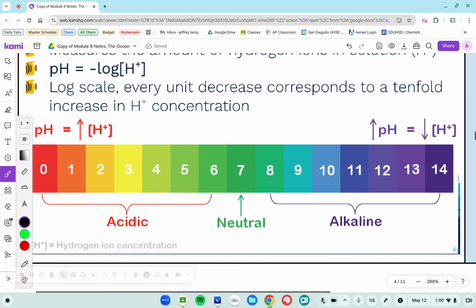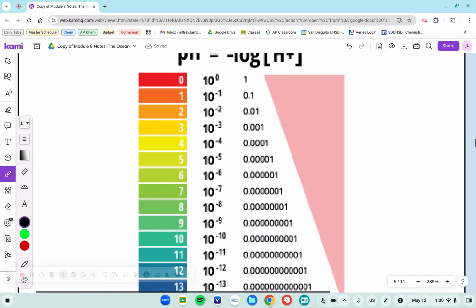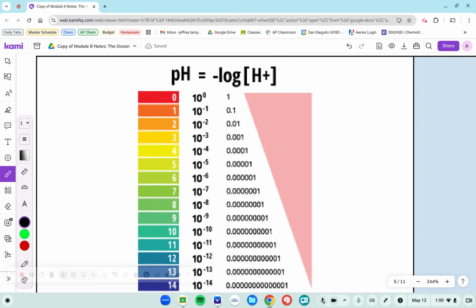Okay. So now let's visualize that for a second, right? What this is showing, we have the pH on the left, we have the number for the concentration of H plus on the right here, and then a visual representing that, right? The concentration of H plus is much higher when the pH is 0 than when the pH is high. Questions on this so far?